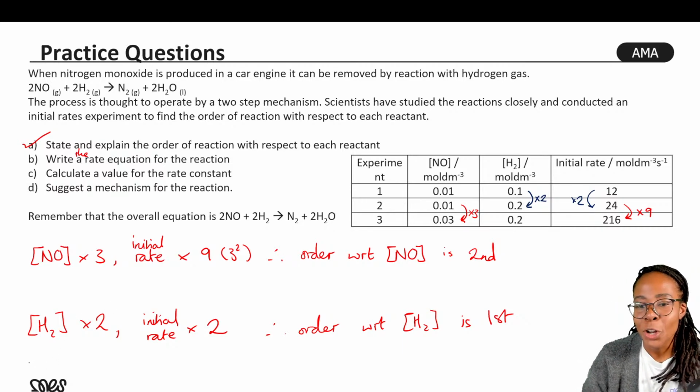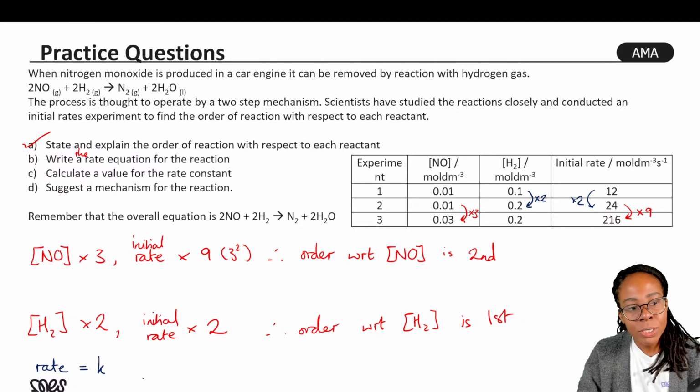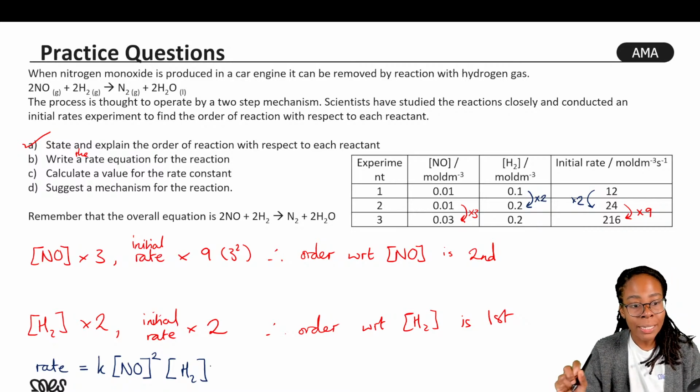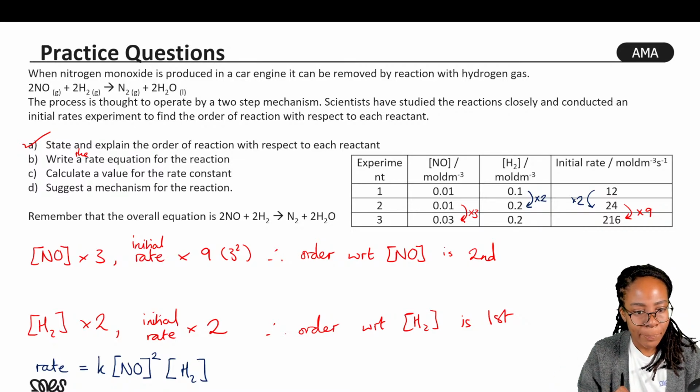Let me not comment. So to write the rate equation, that's going to be rate is equal to our rate constant, k, multiplied by the concentrations of our species raised to their power. So that will be the concentration of NO squared, because it's second order, multiplied by the concentration of H2 to the power of 1. So the 1 is invisible.